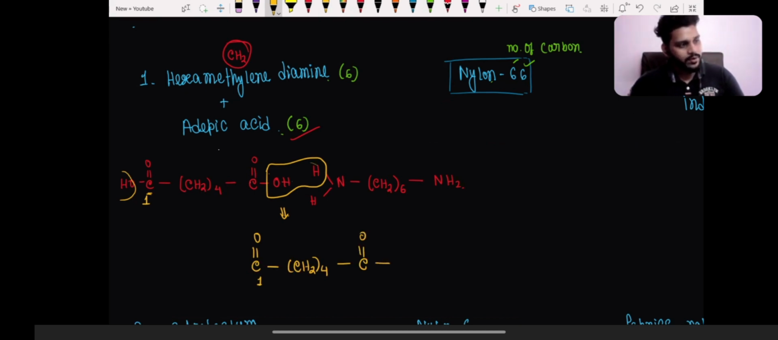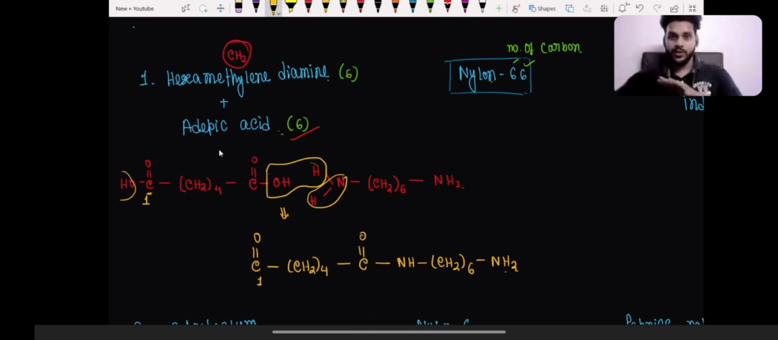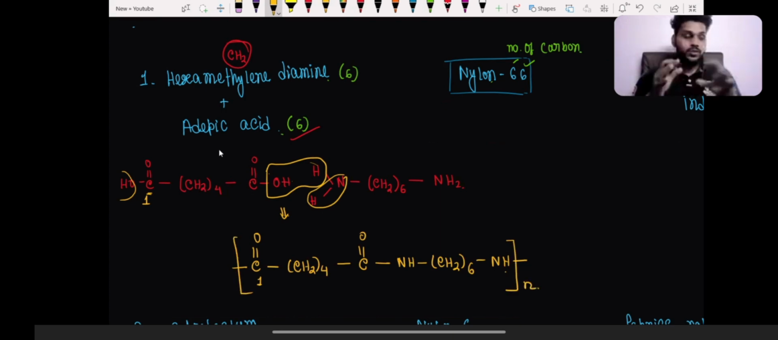So I have NH, CH2, whole 6, NH2. Okay. Now this NH2 won't be there. This would also become amide with another moiety. So I would go like this. Okay. So every carboxylic acid would become now amide. Okay. So this is the basic moiety of my nylon 6,6.